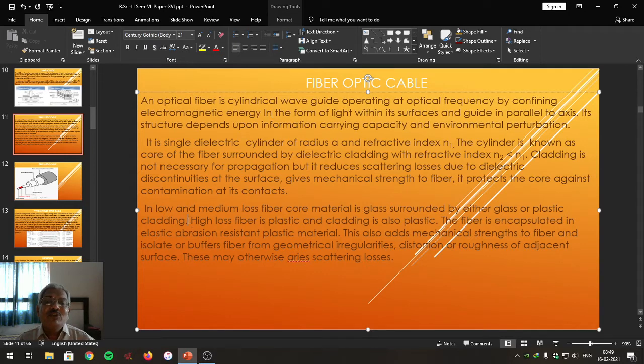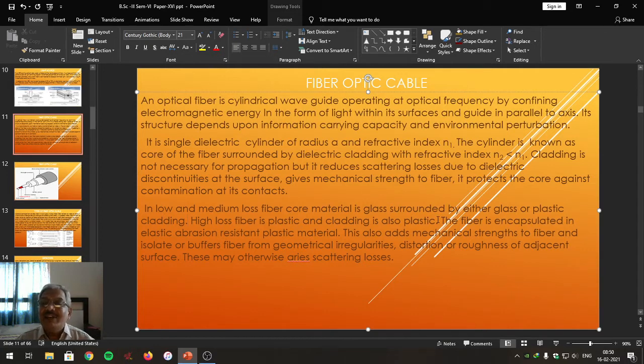Means the material used to fabricate the optical fiber is either glass or plastic. If the loss is less or medium, then the core is made up of glass, surrounded by the cladding which is made up of plastic or even glass. But if losses are more, the core is made up of plastic and the cladding is also made up of plastic.